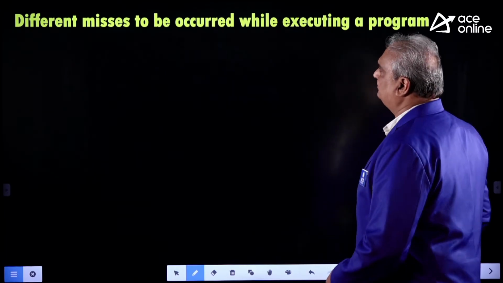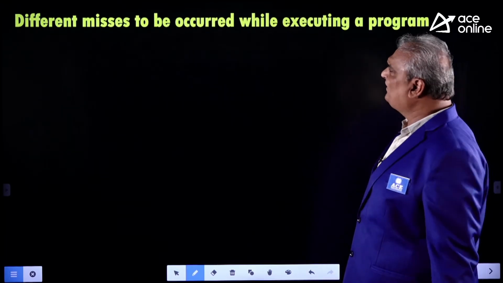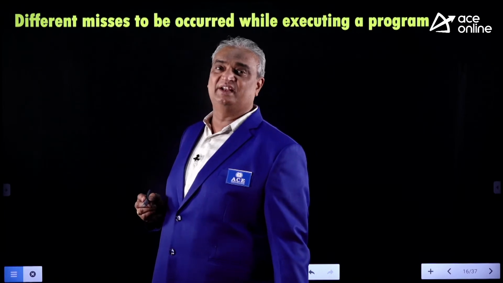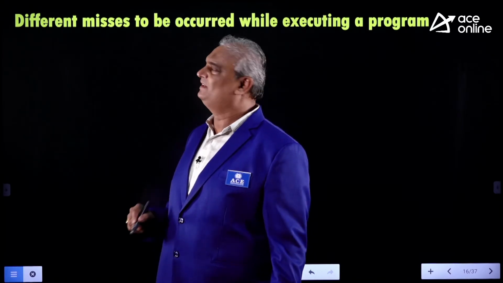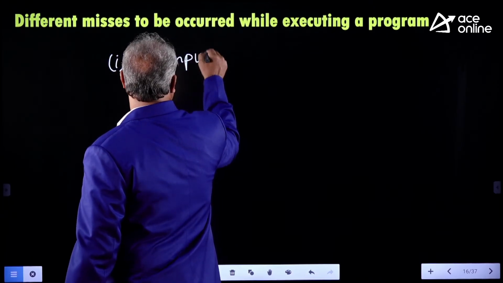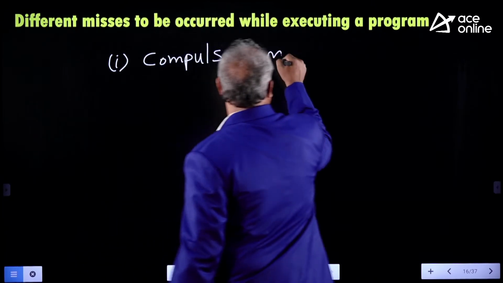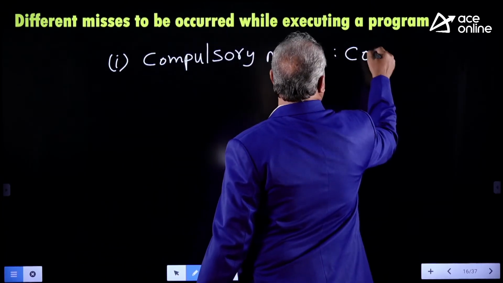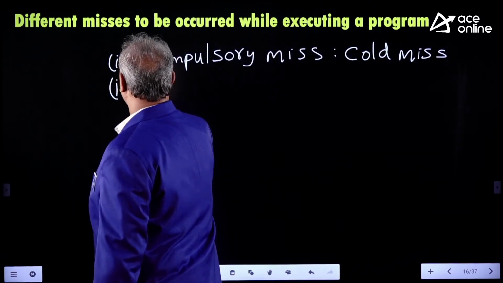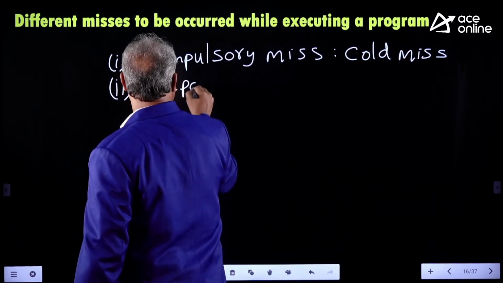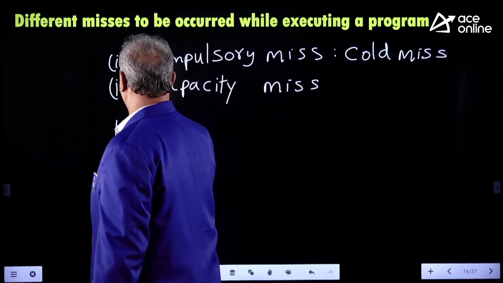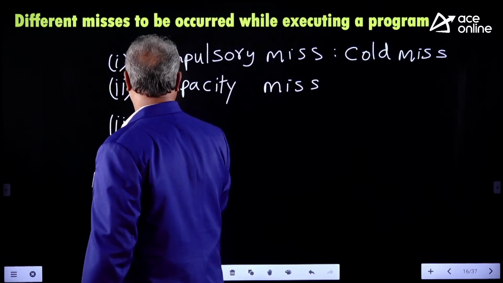Next, the different misses that occur while executing a program. What are the different misses faced by the processor? First one, compulsory miss, also known as cold miss. Second one, capacity miss. Third one, conflict miss.